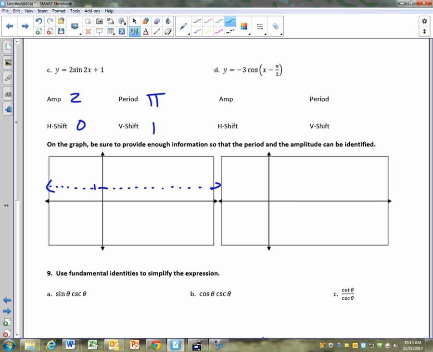So what I do is I first draw my vertical shift, and then I go up 2 and down 2 from there. So it goes all the way up to 3, it goes all the way down to -1. My period is pi, divide that into how many?